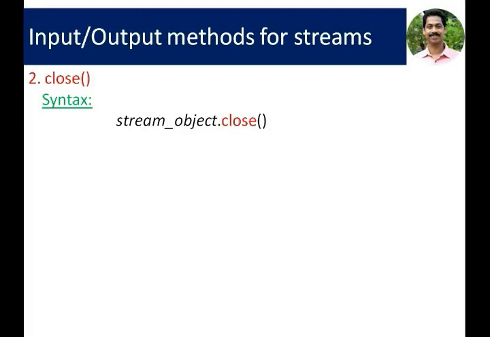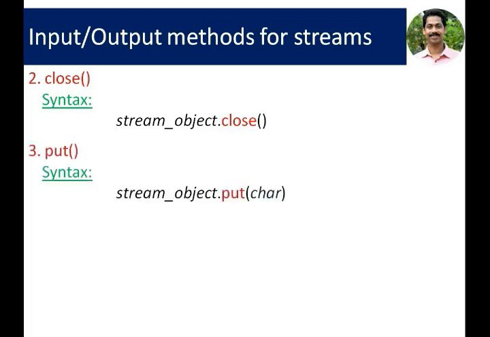Second is the close function. Its syntax is very simple. The stream object should be one previously opened with the open function. A previously opened file object can be closed by using this syntax, object dot close.